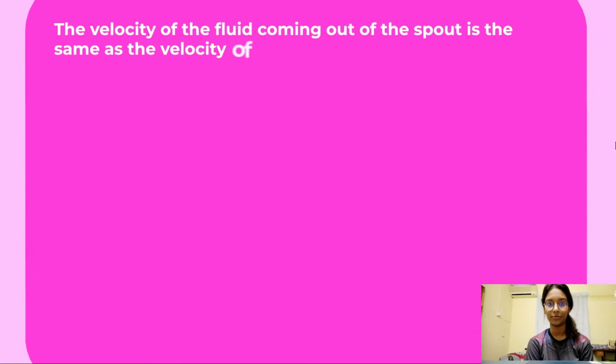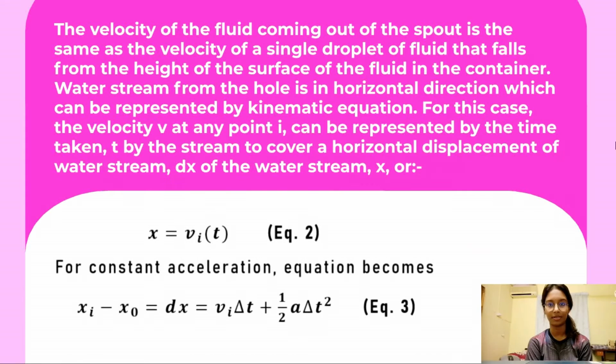The velocity of the fluid coming out of the hole is the same as the velocity of a single droplet of fluid that falls from the height of the surface of the fluid into the container. The water stream from the hole is in a horizontal direction, which can be represented by a kinematic equation. For this case, the velocity v at any point can be represented by the time taken t by the stream to cover a horizontal displacement dx of the water stream, or as equation 2, x equals vi times t.